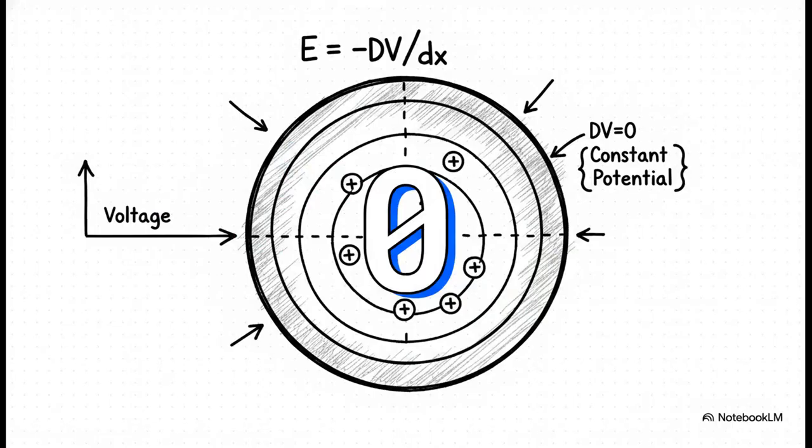So, take a look at the electric field inside a hollow spherical conducting shell. It is perfectly zero. This is a brilliant result, proven by Gauss's law, because all the excess charge rests entirely on the outer surface. Now, since our equation states that E equals negative dV over dx, if E is zero, then the change in voltage dV must also be zero. This does not mean the potential drops to zero inside. Rather, it means the potential remains completely constant throughout the interior, perfectly matching whatever the voltage is on the shell's outer surface.